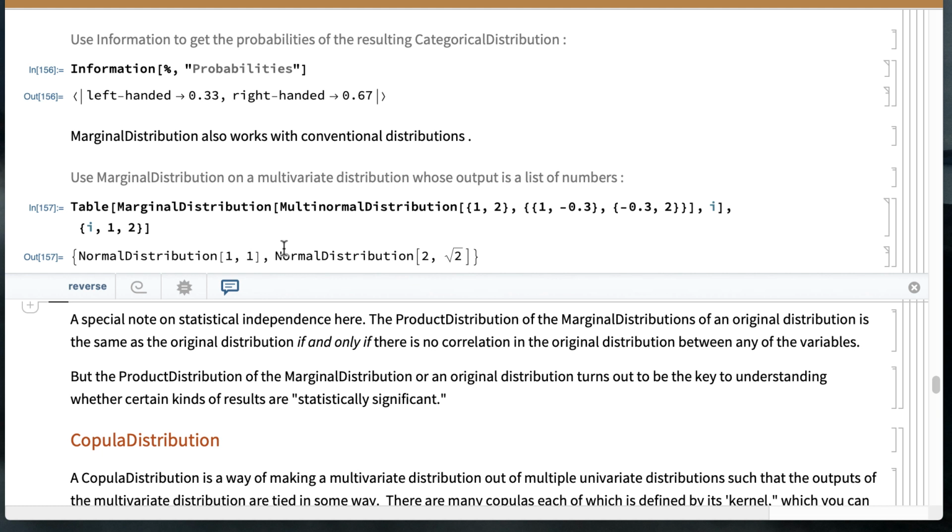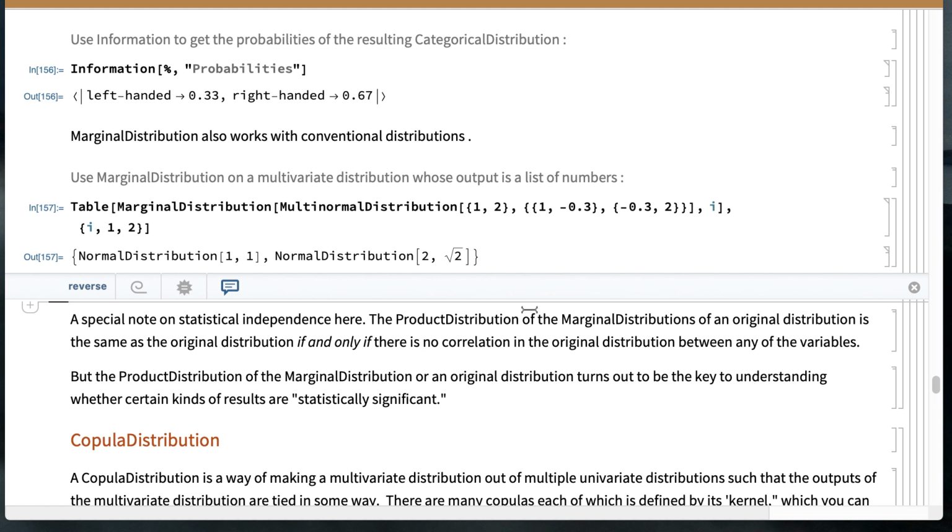By the way, you can't necessarily go backwards. That is, I can't say, get me the marginals of a distribution, and then let me take the product distribution of the marginals and say that that is the original distribution. That is generally not true. It's only true if the original distributions were uncorrelated. But if there's any correlation between the multiple outputs of the original distribution, this business of taking the marginals and then taking the product, you're going to lose all of that associational information.